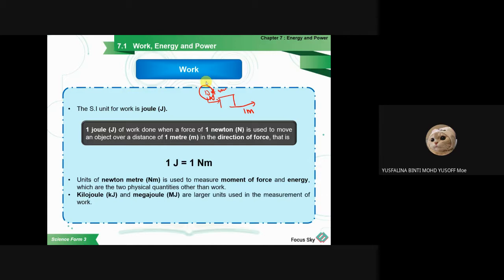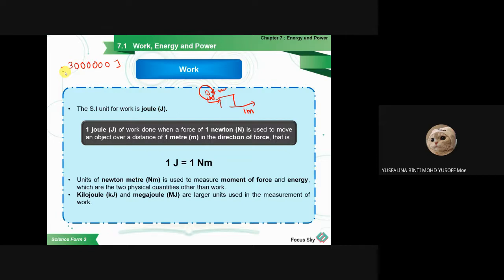Okay, kilojoule and megajoule. Sometimes when you calculate the work, you get an answer like 3,000,000. If the answer is very long, how do you want to simplify it?